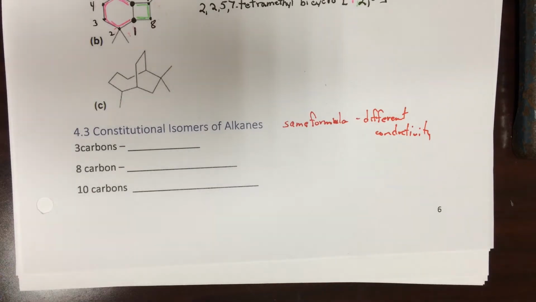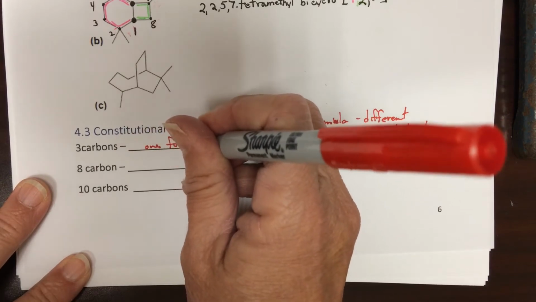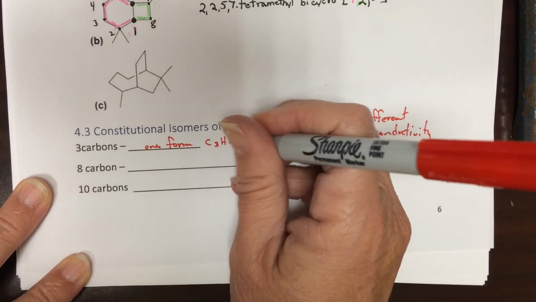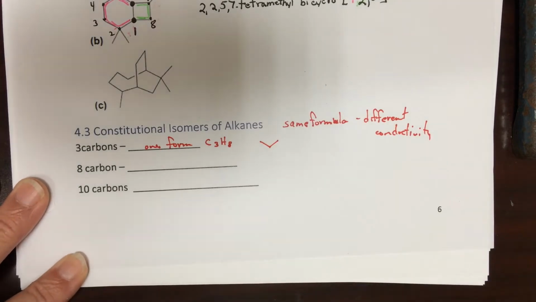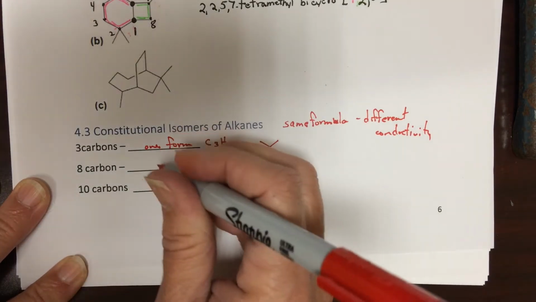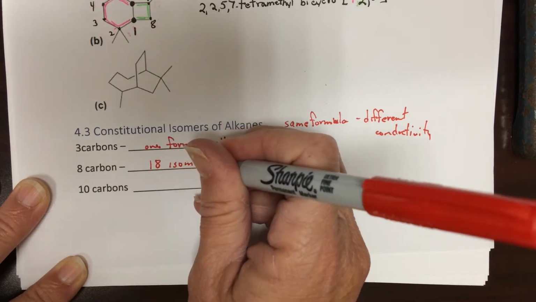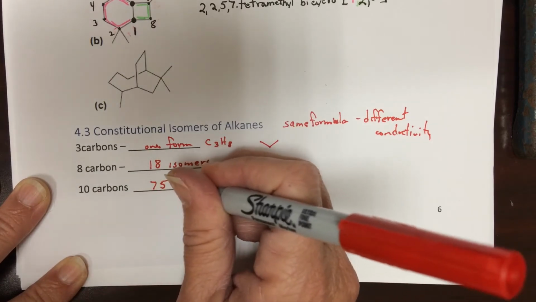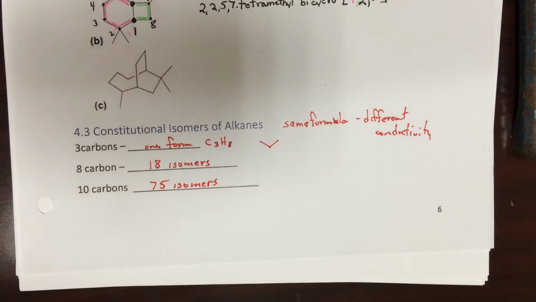If we have 3 carbons, we only have one form. So if I've got C3H8, I can only put it together one way. But if I have 8 carbons, I can come up with as many as 18 different isomers. And if I have 10 carbons, there are 75 isomers. So you can see that constitutional isomers are going to be fairly common.